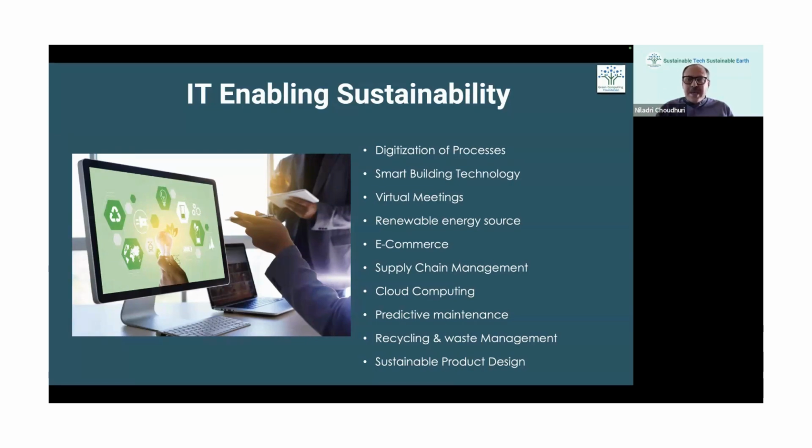It is the same as cybersecurity. A thing which comes directly from the system is more authentic than somebody going around and filling a form or creating a report. So we need to digitize the process. We can use things like smart building technology, virtual meetings, renewable energy sources, e-commerce, supply chain management, cloud computing, predictive maintenance, recycling, waste management, sustainable product design. All these enable sustainability in the business itself.